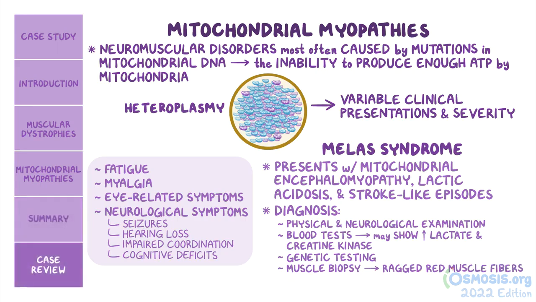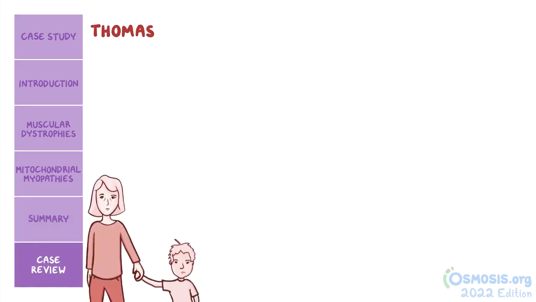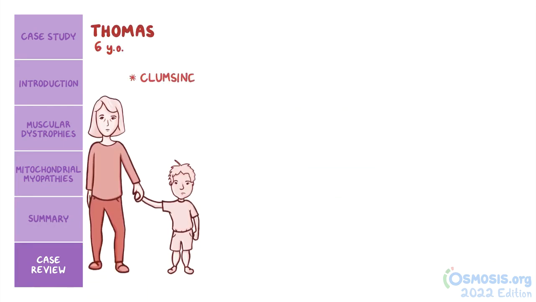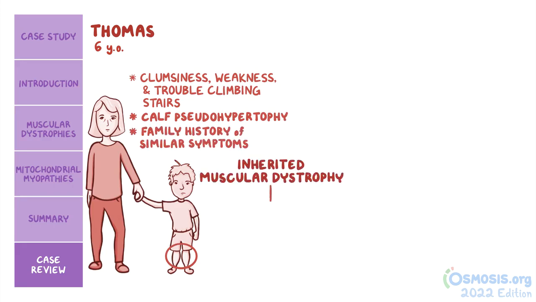Now, back to our cases. The key to diagnose these disorders is to recognize their characteristic clinical findings. Thomas is a 6-year-old boy that presents with clumsiness, weakness, and trouble climbing stairs. The key clues were the calf pseudohypertrophy and the family history of similar symptoms. These point to an inherited muscular dystrophy. Due to the young age when symptoms manifested, it's more likely to be Duchenne and not Becker muscular dystrophy.